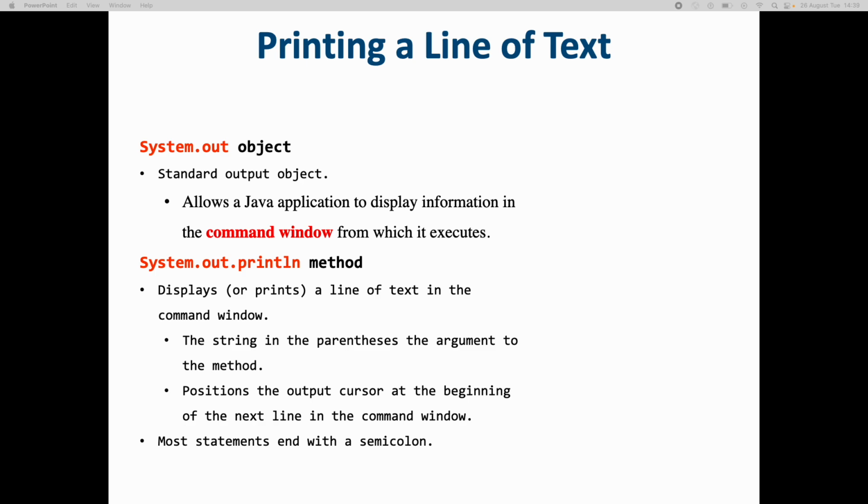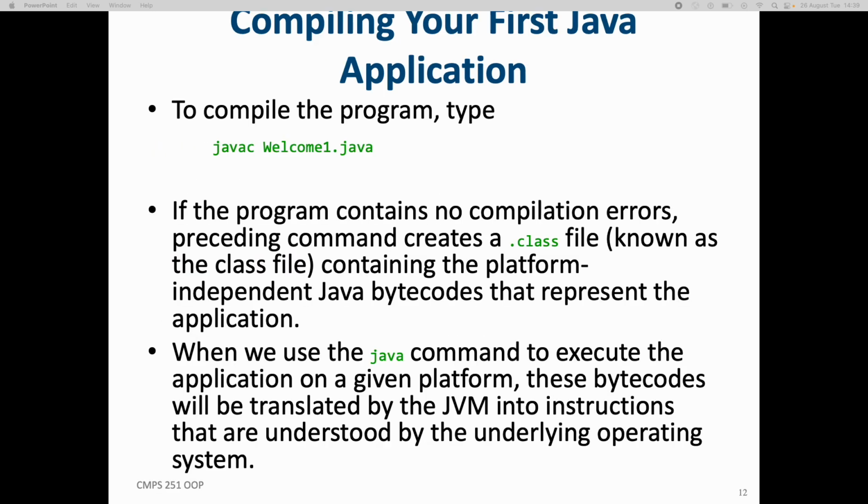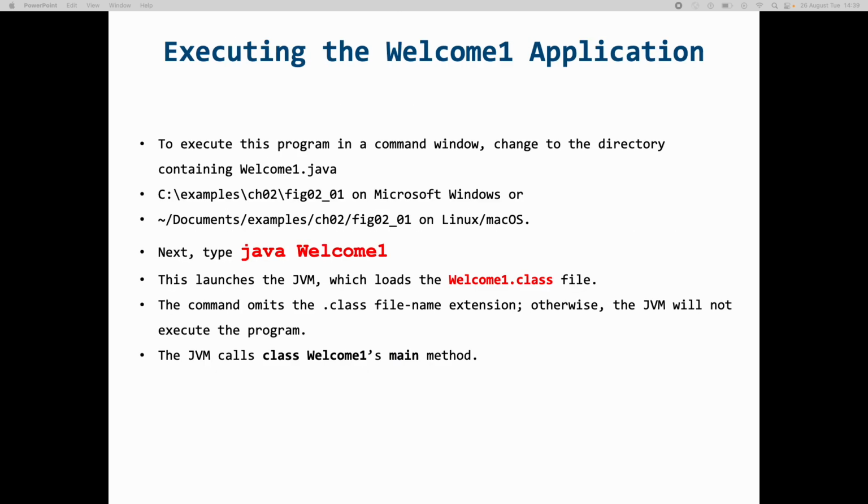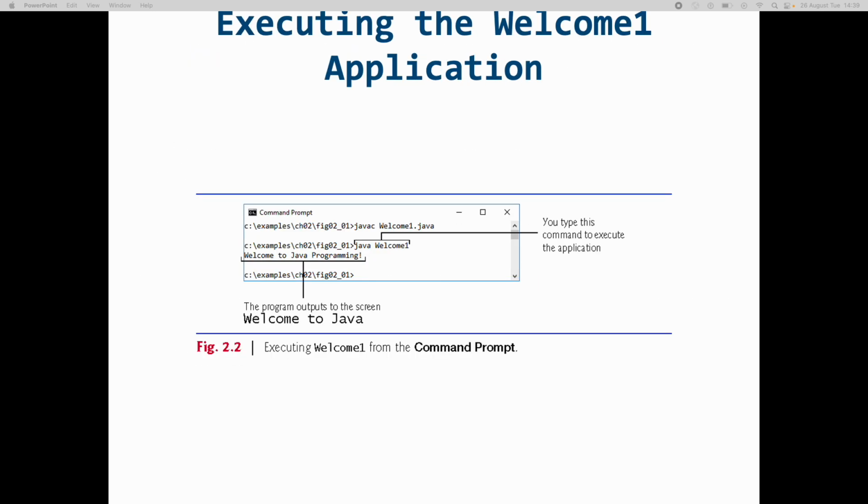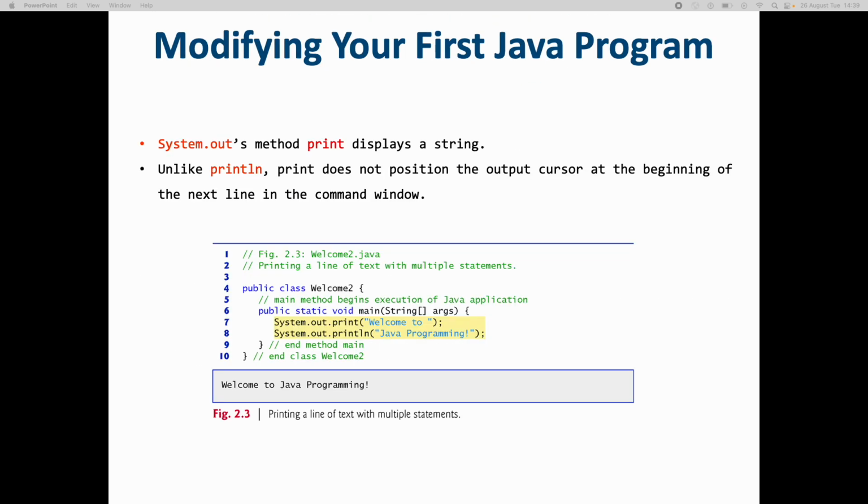This ln means that it will move to a new line once it finishes. But if you don't want that, you can just say System.out.print, then it will not move to the next line. And I think we did that, so I'm just moving on. We also ran it, so I'm still moving on. I already did these parts.